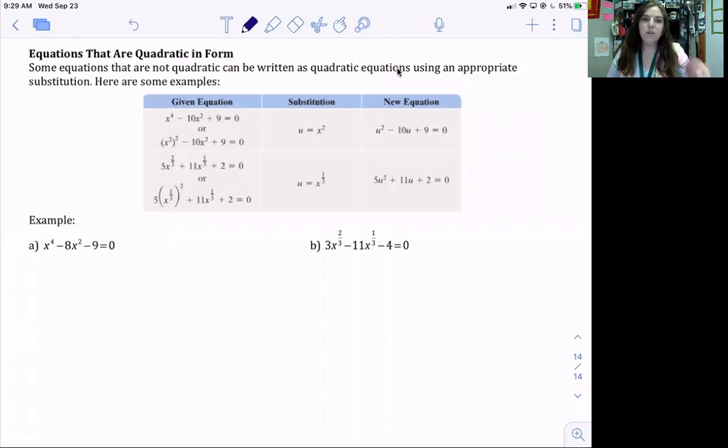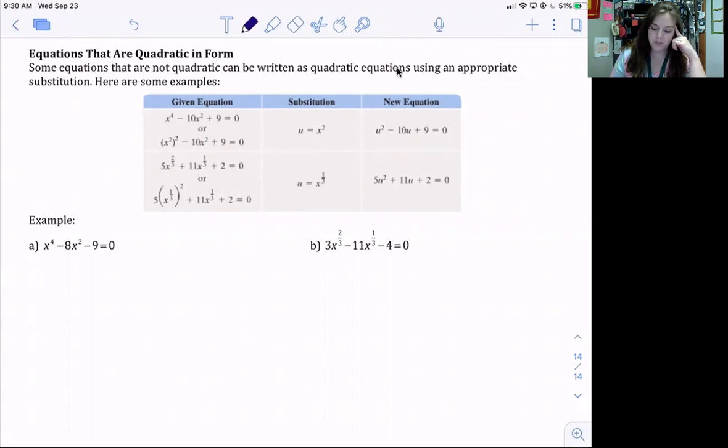Okay, so now we're going to look at equations that are quadratic in form. So here we're going to be able to factor, but we're going to have to do some extra steps. So we're going to use substitution to make each of our equations look like a quadratic. Okay. So I gave you a table from your book that kind of shows you how the substitution process works.